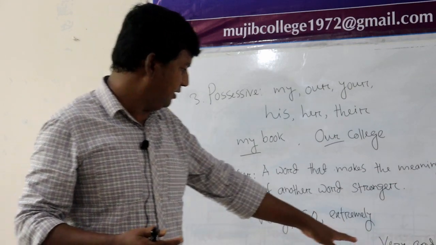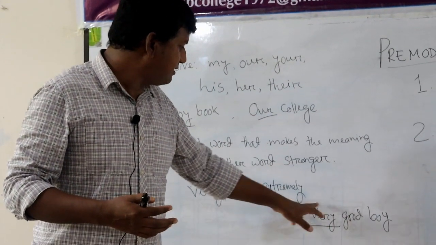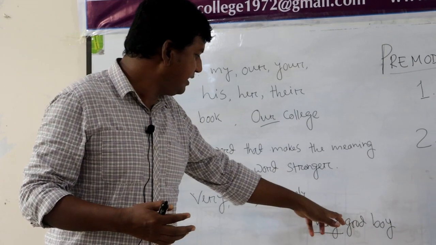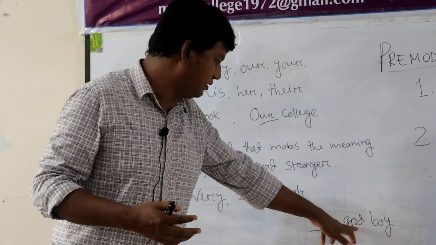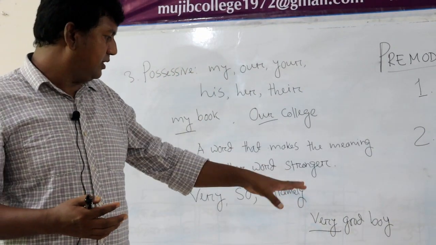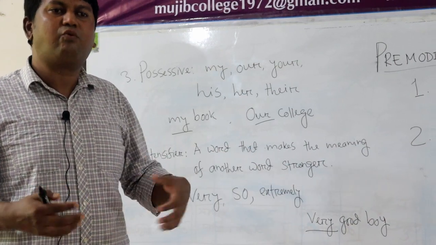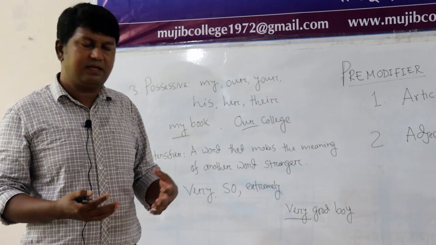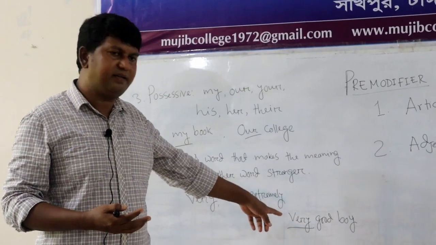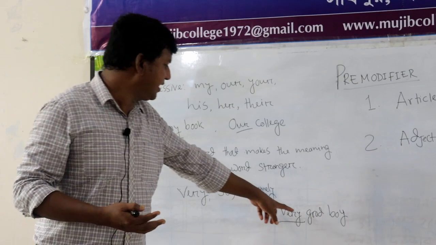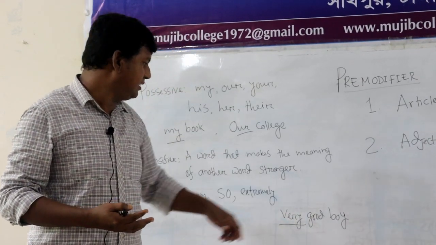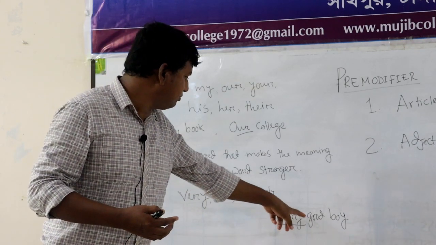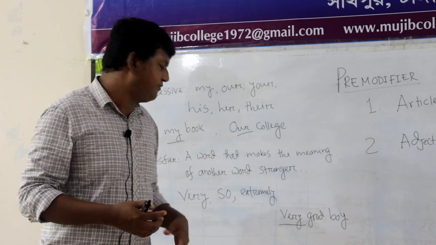Look at the example. Very good. What is the function of very here? It is intensifying, or making stronger, the meaning of the word good. Good boy. Yes, it is good, but to what degree? How good is the boy? The answer is very, very good. So this intensifier very definitely modifies the word good. As it is placed before the word good, very is a pre-modifier.